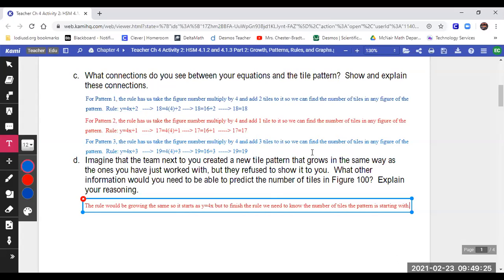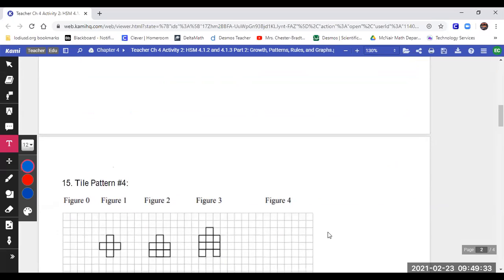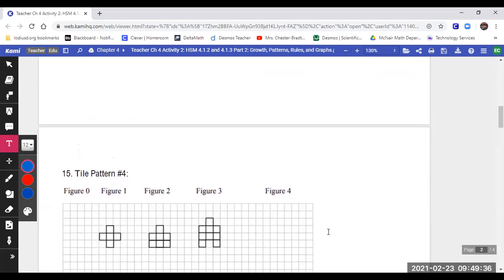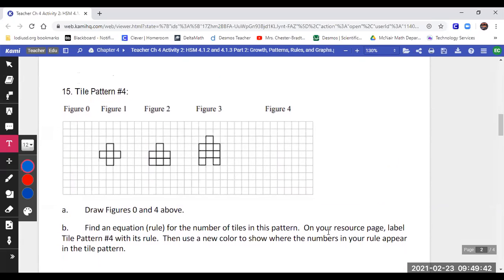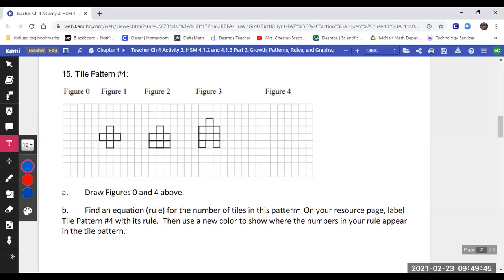Okay. You have to know a growth and a start, or you cannot get a rule and move forward. Okay, so we have a new pattern. So we have to first draw figures 0 and 4. So we're going to highlight. I'm making figure 1 green. Then I'm going to go into figure 2 and highlight where figure 1 is.